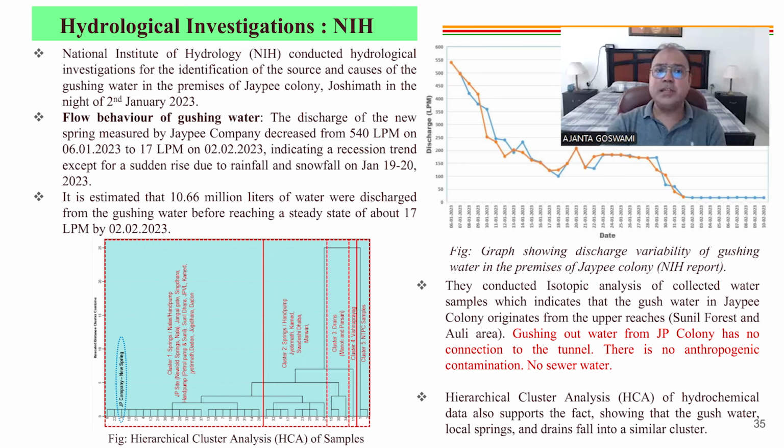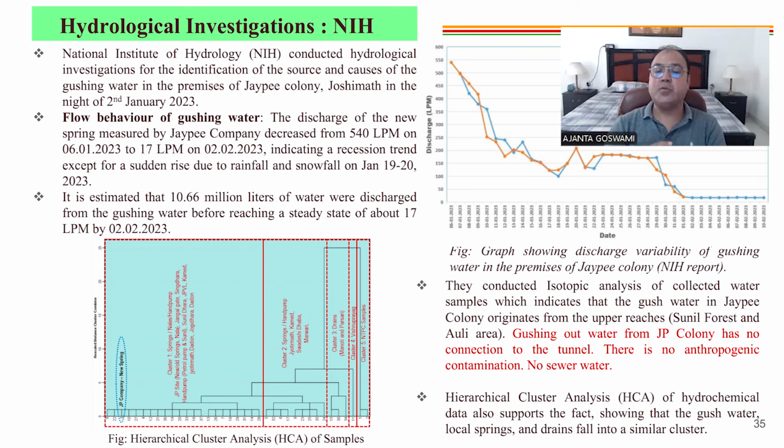The National Institute of Hydrology conducted a study of the particular area. They tried to find out the flow behavior of the gushing water. JP company informed that from 550 liters per minute on 6/1/2023, the gushing water decreased to 17 liters per minute on 2/2/2023, indicating a recession trend except for a sudden rise due to rainfall and snowfall on January 19 to 20, 2023. So it means the water that was stored there was released, and by 2 February it started decreasing.